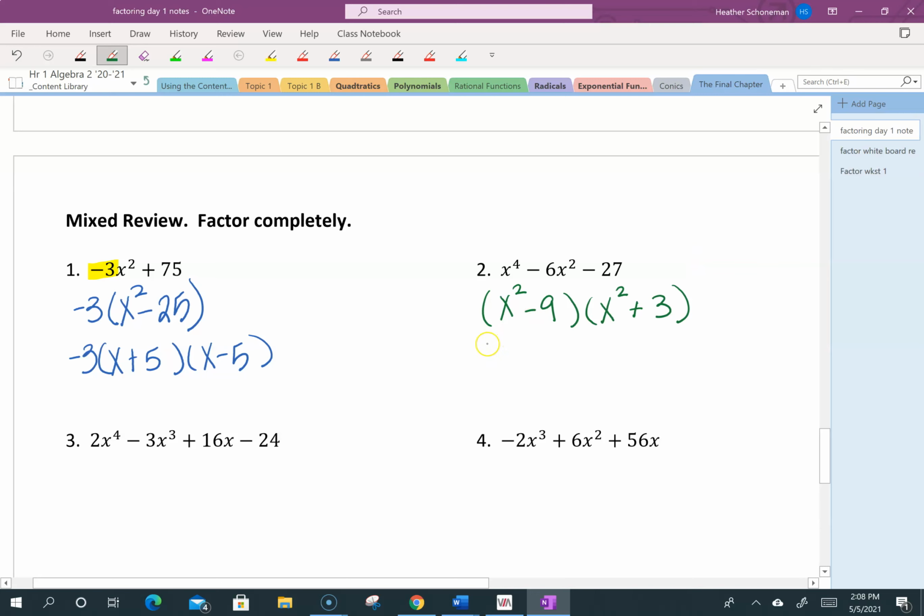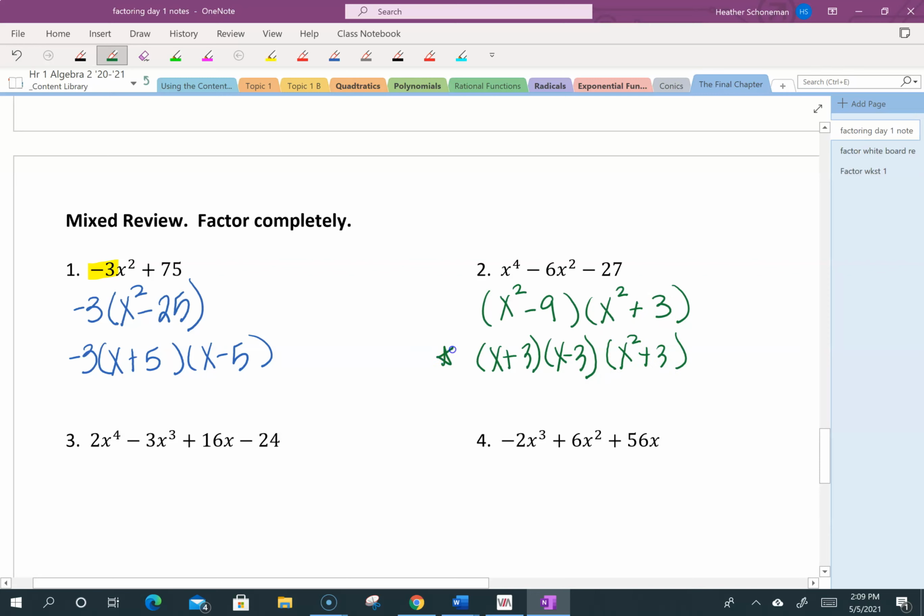X squared minus 9 factors further, and anytime we have an exponent that's not an invisible positive 1, we have to check. This one factors further. It's a difference of squares. It's going to be x plus 3, x minus 3. This second one cannot factor further, and the reason is because it's got a plus sign, and squares only work if it's a minus sign, and we can't take the square root of 3, so it's not going to go further.